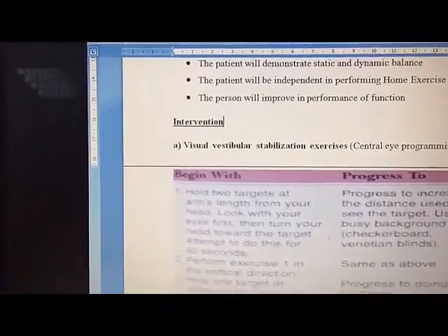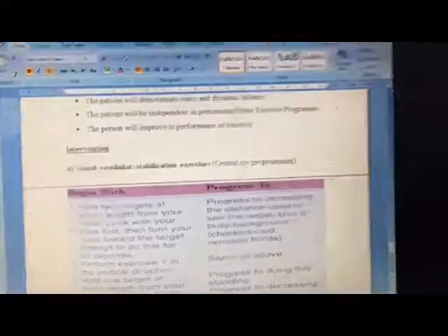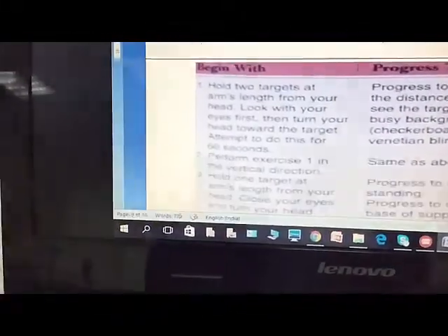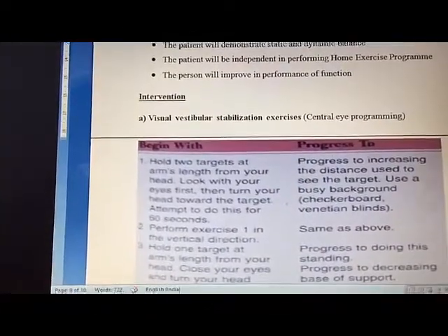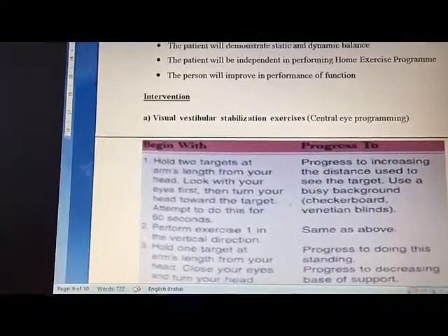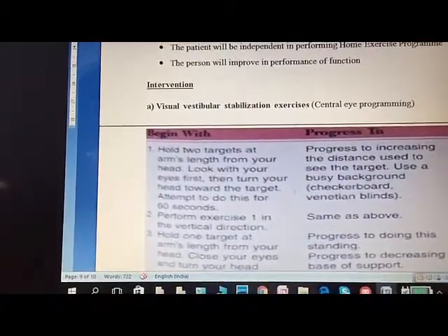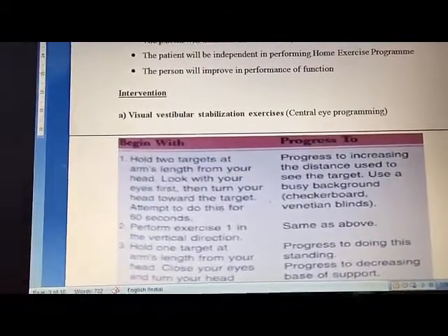This is central eye programming. You have to begin with holding two targets at arm's length from your head. Look with your eyes first. Then turn your head towards the target. Attempt to do this for 60 seconds. Okay? Like this. Can you show them?